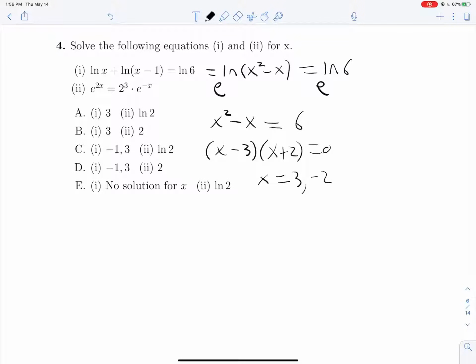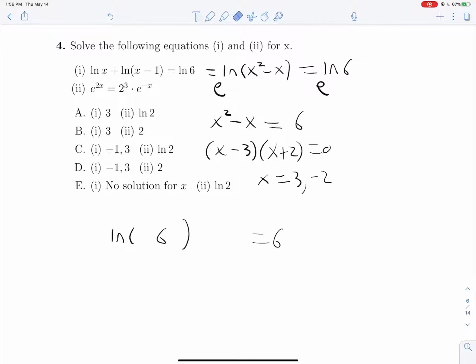And why is that? Well, we know that the natural log function is only defined for real numbers greater than 0. So if we were to plug in negative 2, we would have the natural log of negative 2 plus the natural log of negative 3 is equal to ln 6. And while you could say that this kind of does work, because we can apply that same law, and we'll multiply these together, negative 2 times negative 3.